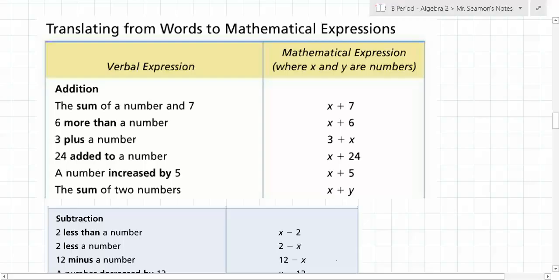Now, translation. You have worked with equations before because you've dealt with the equal sign. We talked about this a few days ago. All an equation is, is something with an equal sign. That's it. So when you have an equation, you have different things you can do to solve the equation. Solving the equation is finding a value or values that make the equation true.